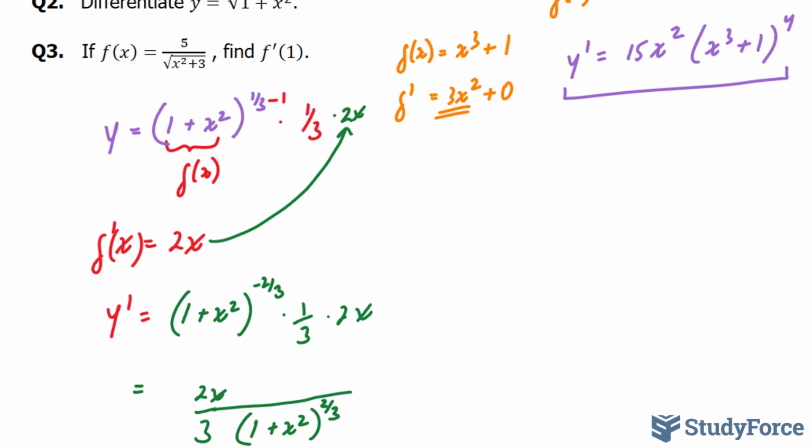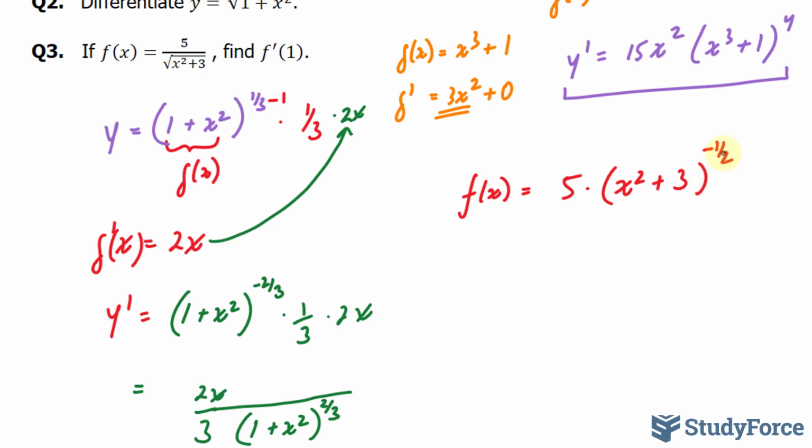Let's continue. In question 3, they want us to find the derivative of 5 over the square root of x^2 + 3. Then they want you to evaluate it at 1. Let's start by rewriting the function in a way that's more understandable. 5 times (x^2 + 3) to the power of negative 1 over 2.